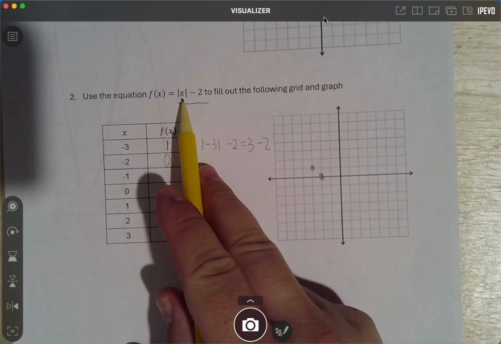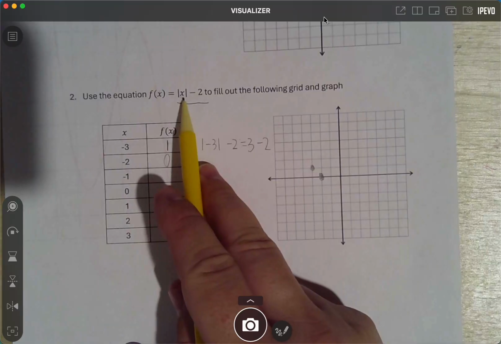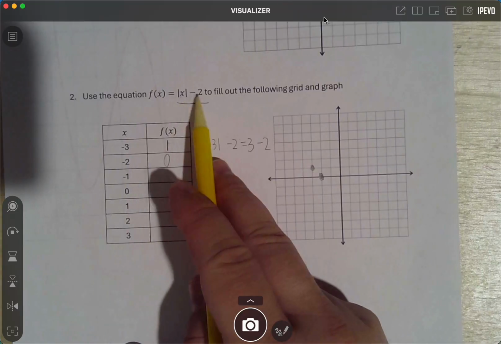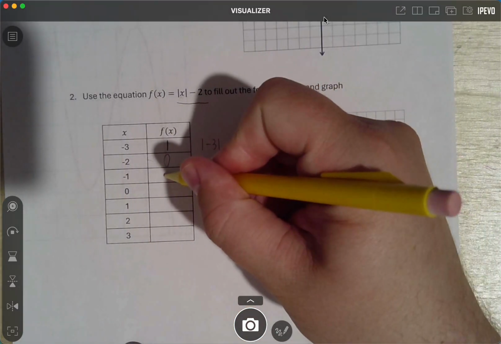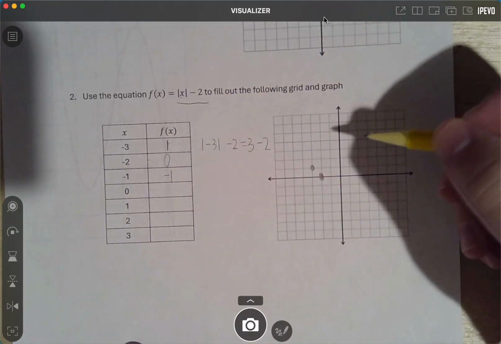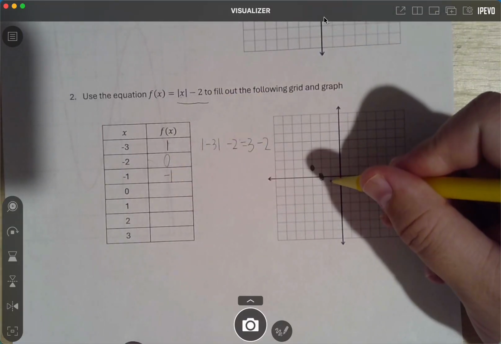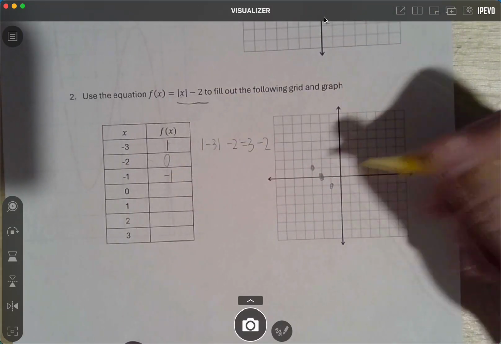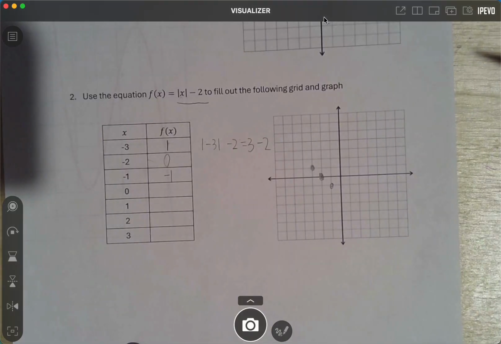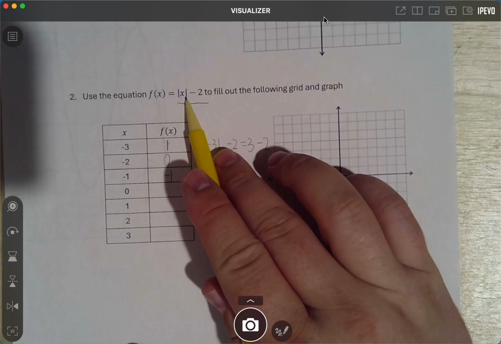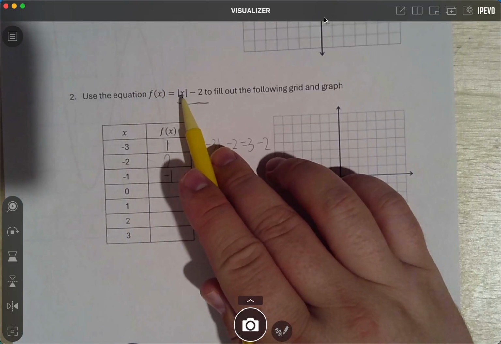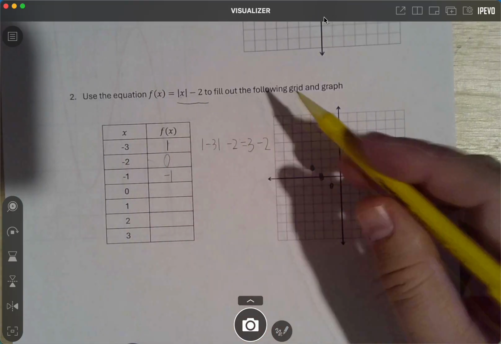-1 plugged in. -1 plugged in becomes +1. +1 minus 2 is -1. Again, be careful of the operations. We're going a little quick here, but (-1, -1), left 1, then down 1 puts me right there. Up next, let's plug in 0. 0 plugged in, well, the absolute value of 0 is still 0, and 0 minus 2 is -2, so I get -2.